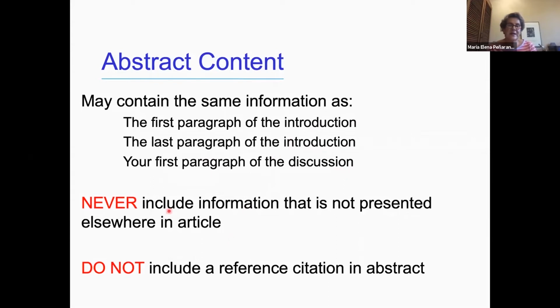Just very summarized. Never include information that is not present elsewhere in the article. We have to limit our discussion to the results we presented. We compared it with other articles, but we don't talk about things that we did not present, that are not related to what we presented in the results. So that's why we also write it at the end, to include the results that we kept. And do not include references or citations in the abstract. That is going to be up to the reader to go back and get the full article, but you do not include references in the abstract.